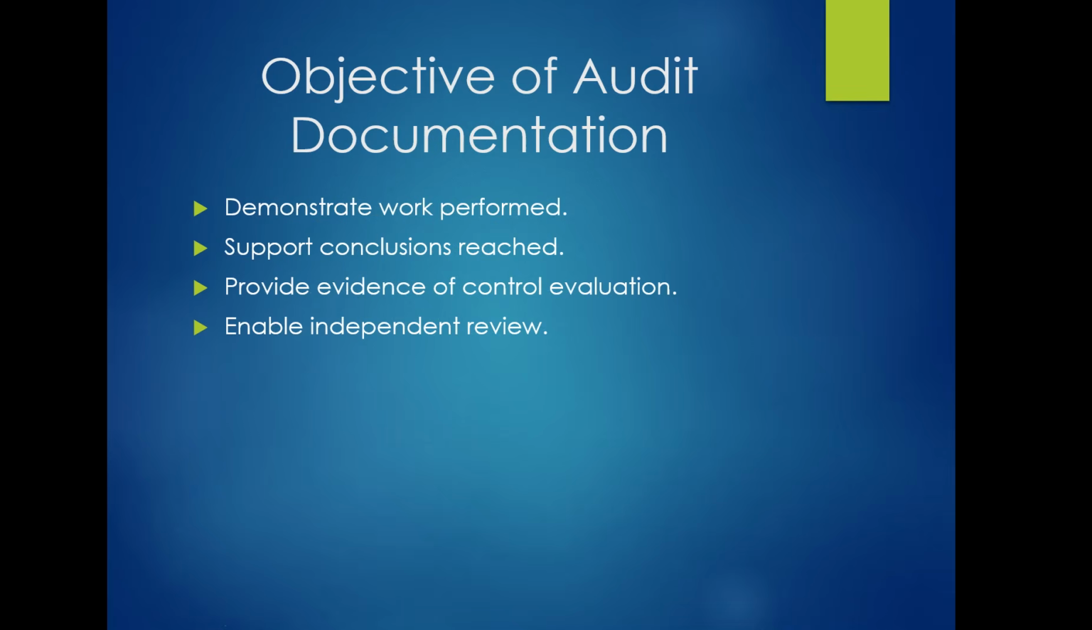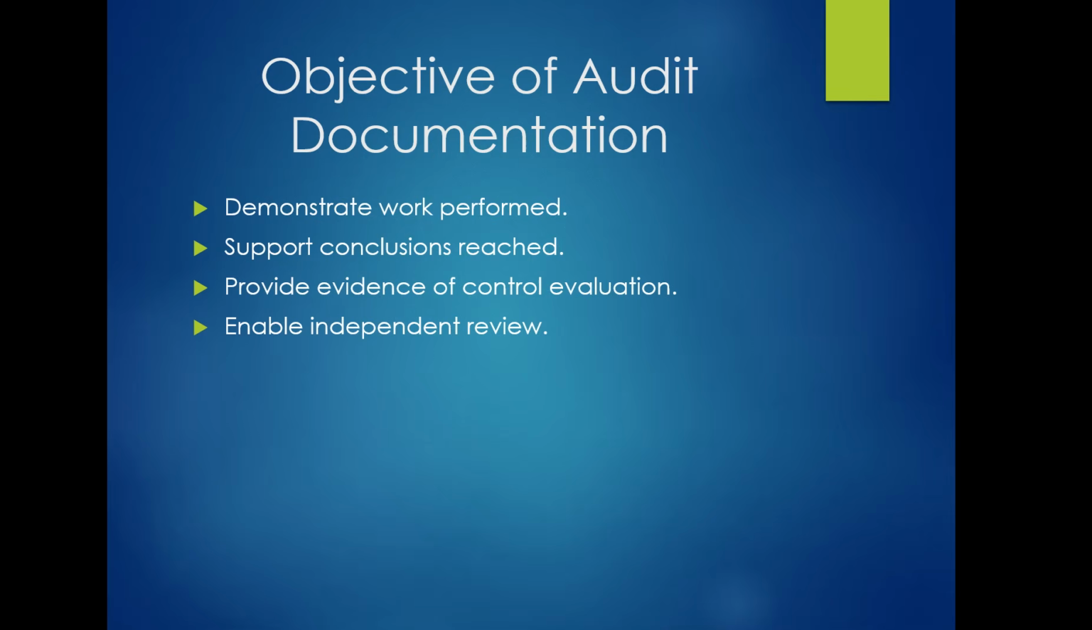What are the objectives of audit documentation? The primary objective is to clearly demonstrate the procedures that you performed. Whatever procedure you have performed has to be clearly demonstrated and documented in your work paper. It also shows the evidence you obtained and the conclusion you reached at the end of your testing. All these are not going to be in your head; they have to be clearly documented in your work papers.